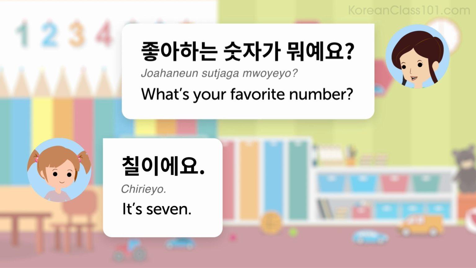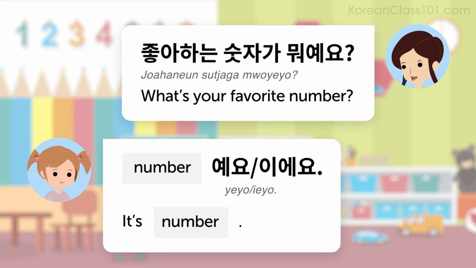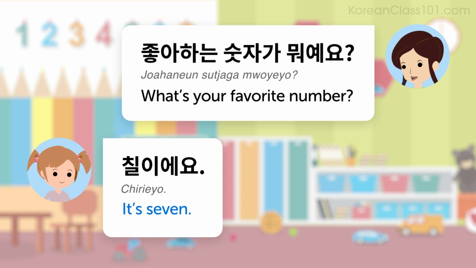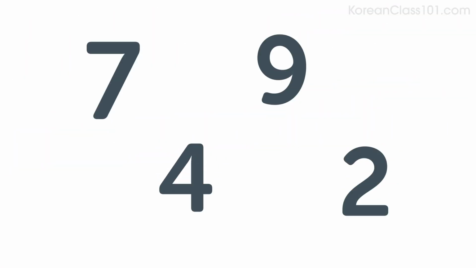Now, how do you answer this question? The pattern is, number. 이에요. This Korean sentence literally translates into, number it is, but it means, it's number in English. For example, it's 7. 7이에요. Here are a few more numbers you can use with the same pattern.